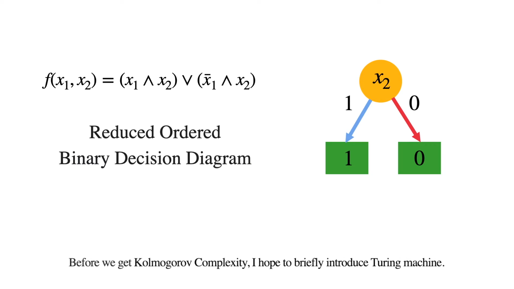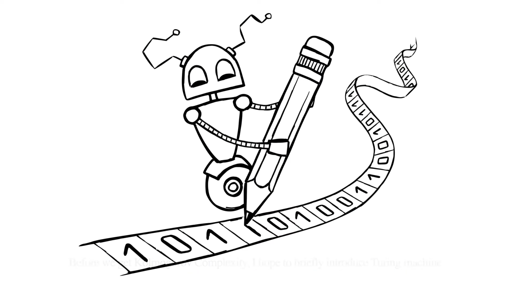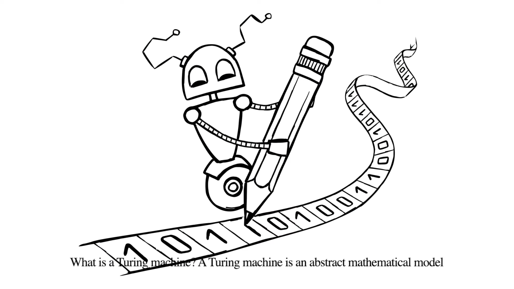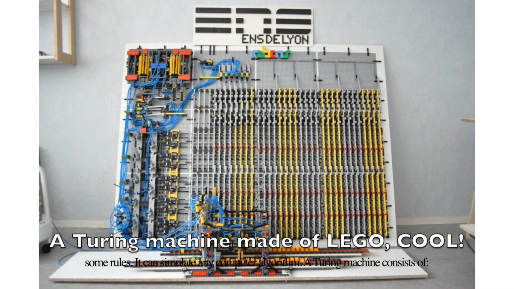Before we get to Kolmogorov complexity, I hope to briefly introduce the Turing machine. What is a Turing machine? A Turing machine is an abstract mathematical model of computation that can manipulate symbols on a strip of tape according to some rules. It can simulate any computer algorithm.